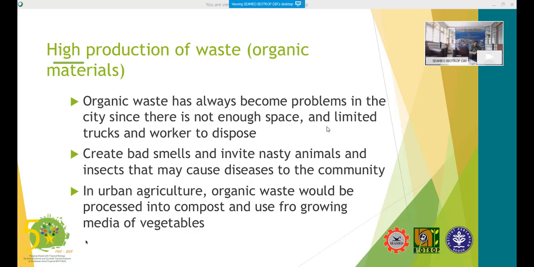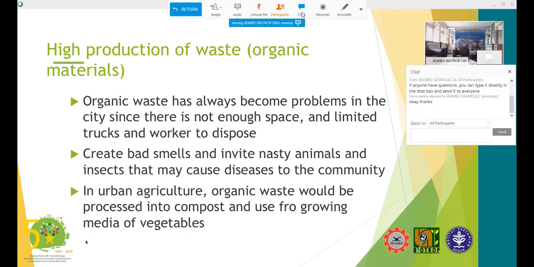And yes, in the city, there is high production of organic waste, with many trucks every day transporting the waste to the final disposal area. In urban agriculture, organic waste will be processed into compost. The organic waste becomes a problem because there is no space, limited trucks and workers to dispose of it, and it usually creates smells when you pass by. In urban agriculture, we process the organic waste into compost and use it as growing media for vegetables. So the cost of production is even less, because we can produce the media by ourselves.